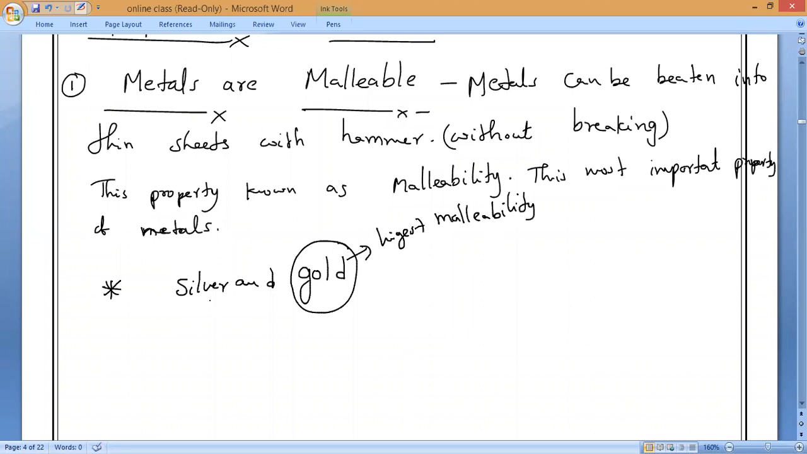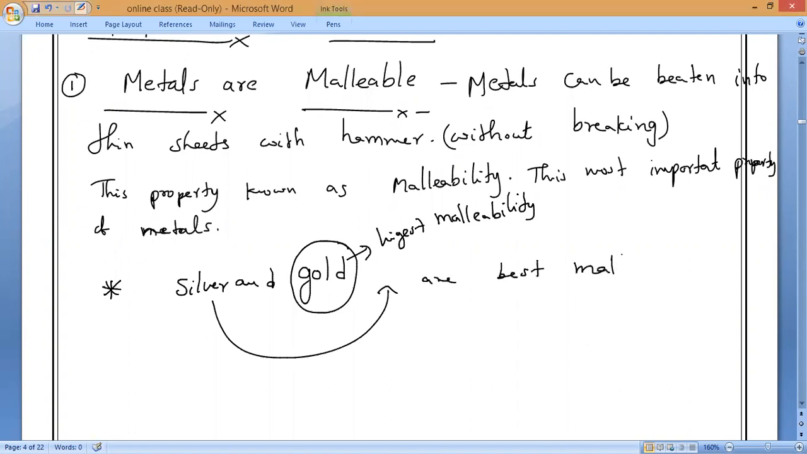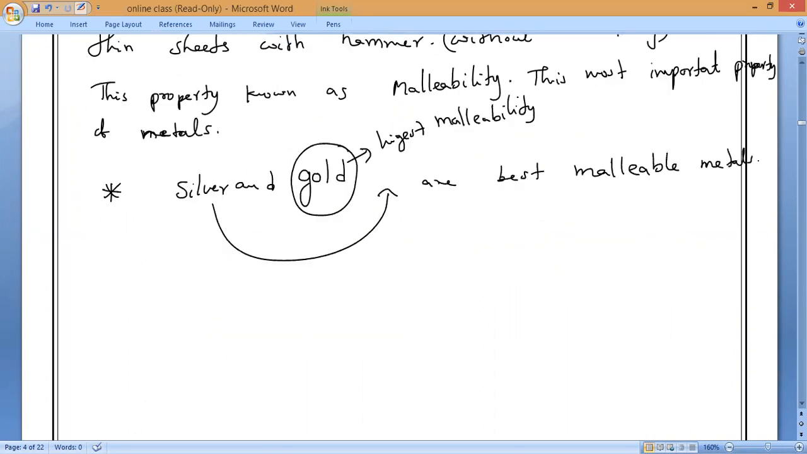Now, after gold, who will come? After gold, silver will come. Gold is the first and foremost, the highest malleable. So, gold and silver are some of the best malleable metals. All metals are malleable, but these are the best malleable metals. Meaning, we can make them extremely thin. Do you understand it? Next.